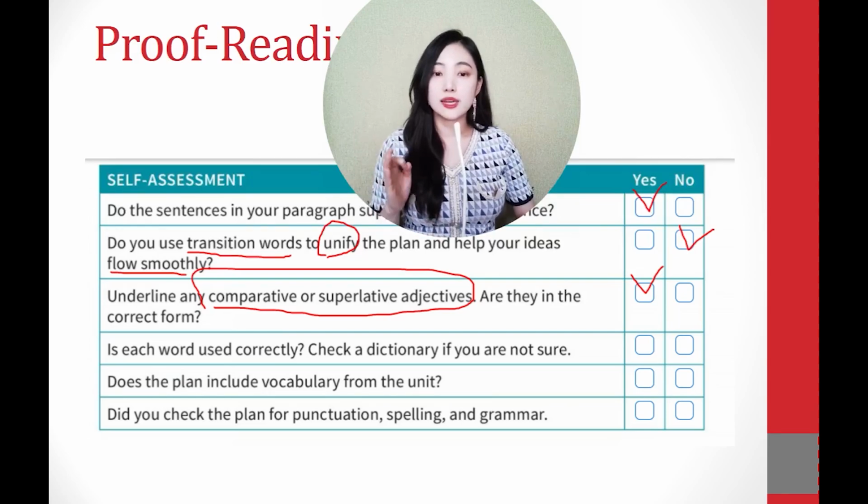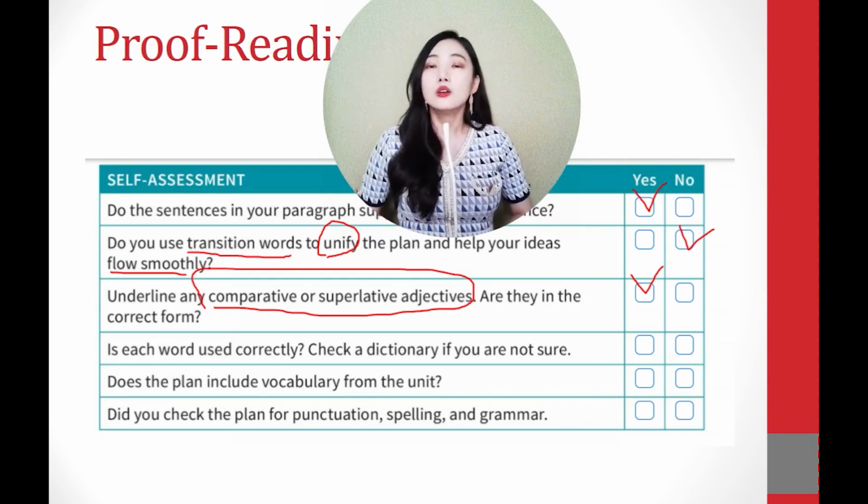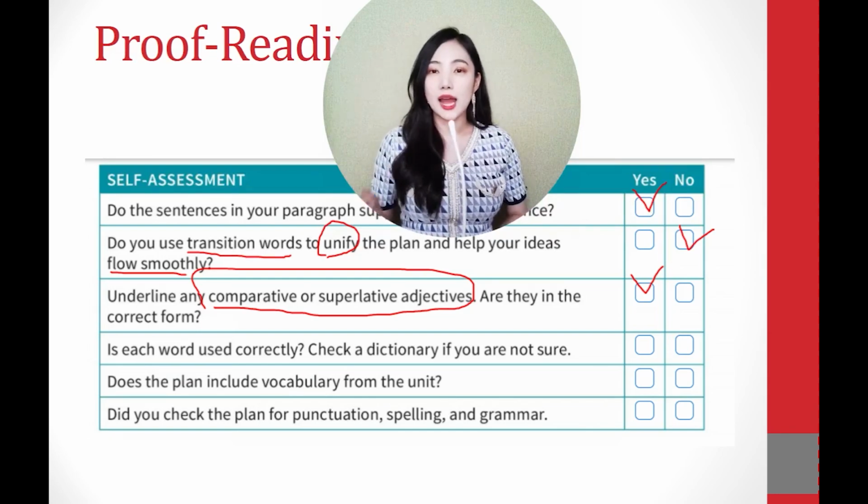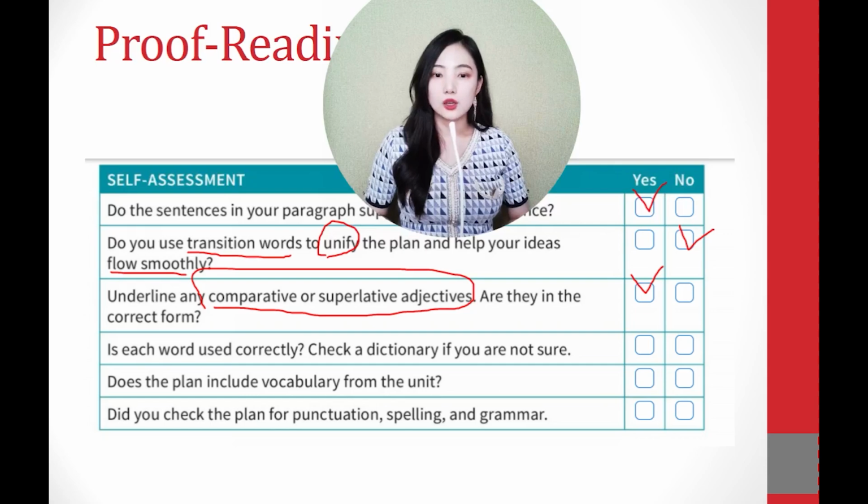Next one. Does the plan include vocabulary from the unit? Your vocabulary has to be fluent. Use different types of vocabulary. There are some key words that relate to your topic, so try to use different vocabulary. The last one is punctuation, spelling, and grammar. You know spelling, you know grammar, punctuation like period, comma, quotation mark. Those should be correctly used.